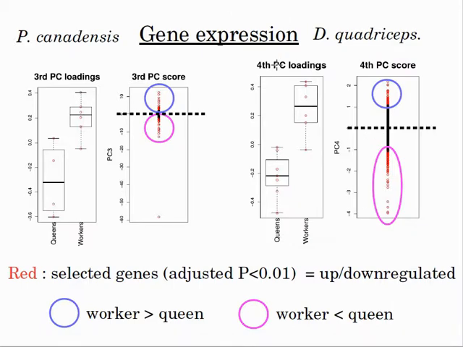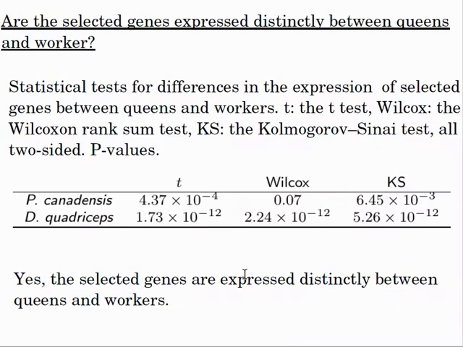And for gene expression, we have a similar result for the third PC loadings and fourth PC loadings. This is for bees and this is for ants. We can see distinction between queens and workers, and the red part is selected using the third PC scores and fourth PC scores. It is also selected by using a p-value, where the adjusted p-value is less than 0.01.